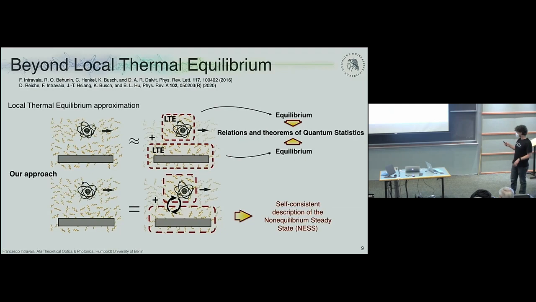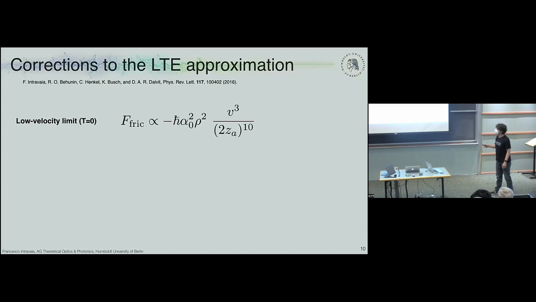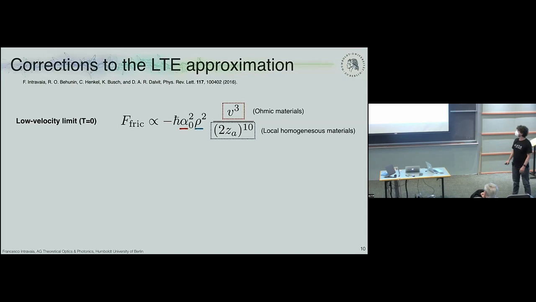So we look at the low velocity limit, with everything at zero temperature, and we found this expression for the frictional interaction. The frictional force for an atom moving above the surface is proportional to the static polarizability of the atom, and a parameter rho, which describes the behavior of the density of states of the electromagnetic field at low frequency. For your understanding, for conductors this is essentially the resistivity of the material. And the force scales with the third power of the velocity, so it's a kind of anomalous friction. It's not linear in the velocity. And in the case of a local and homogeneous material, you have a very strong distance dependence, which to some extent confirms that friction is a near field effect.